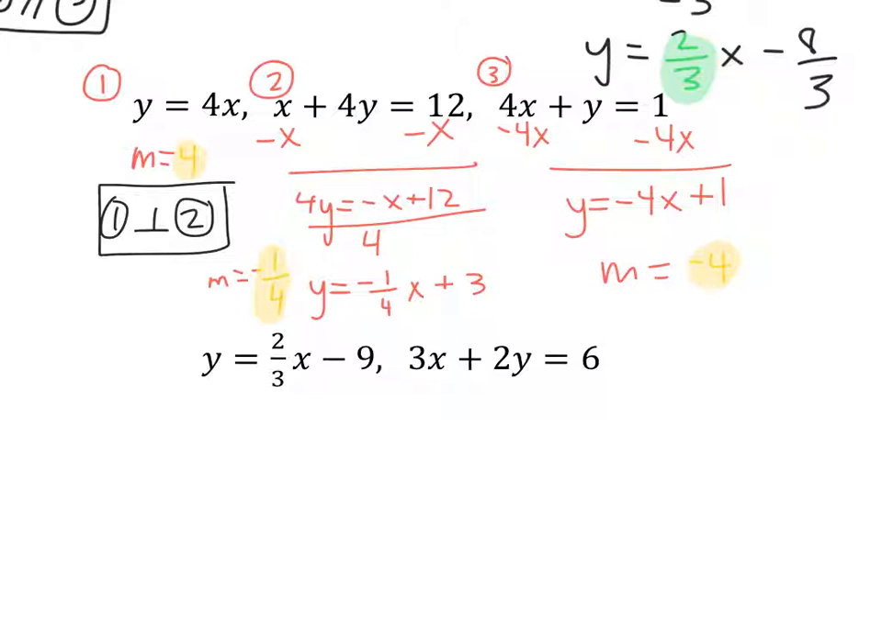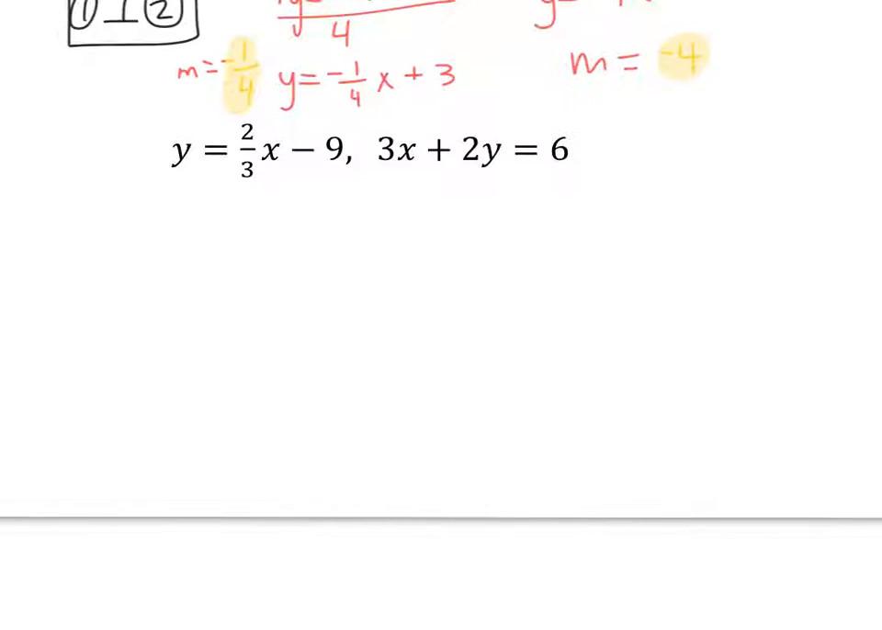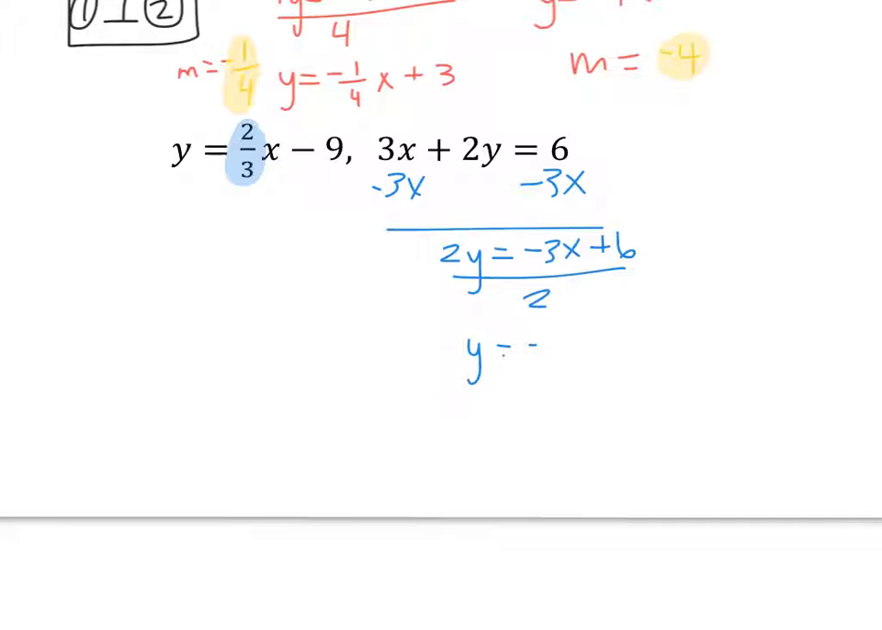Okay, let's take a look here at the last example. So y equals 2/3 x minus 9 has a slope of 2/3, and then 3x plus 2y equals 6, and we cannot determine the slope from here yet because this is not in slope-intercept form. So let's rewrite this by subtracting 3x first to both sides and get 2y equals negative 3x plus 6 and divide by 2. So I get y equals negative 3/2 x plus 3.